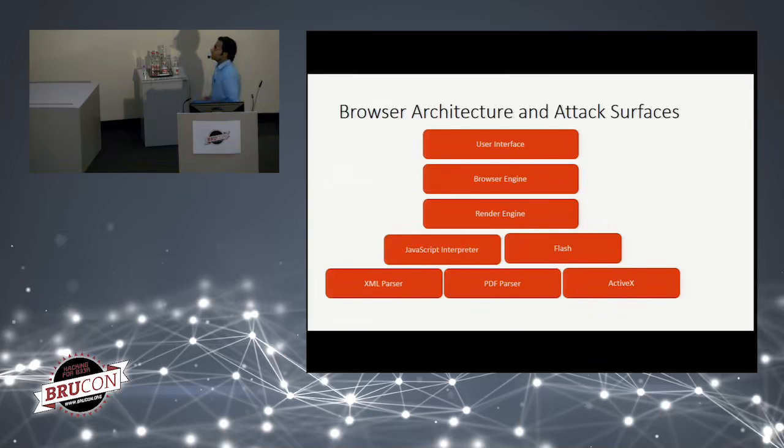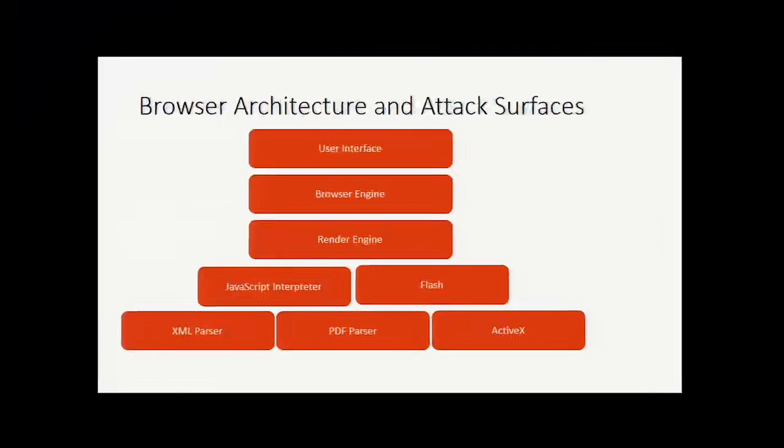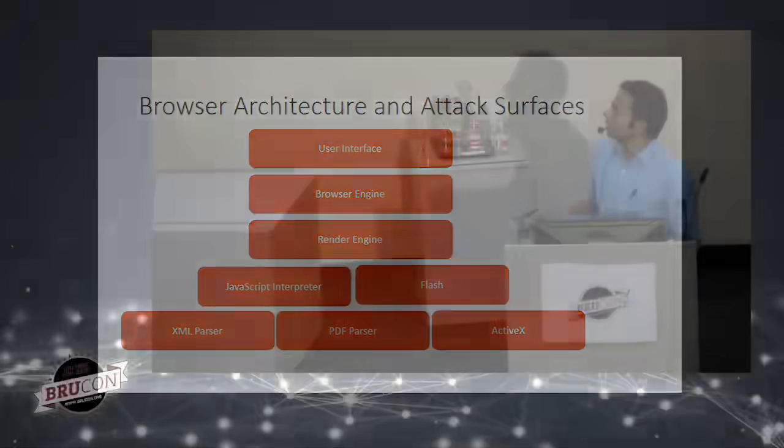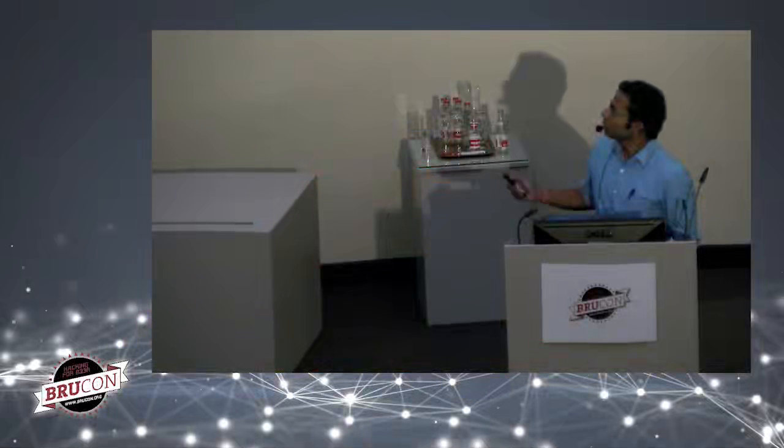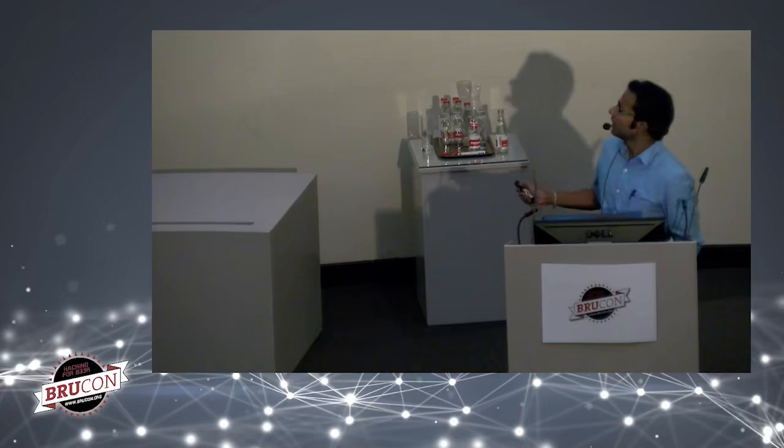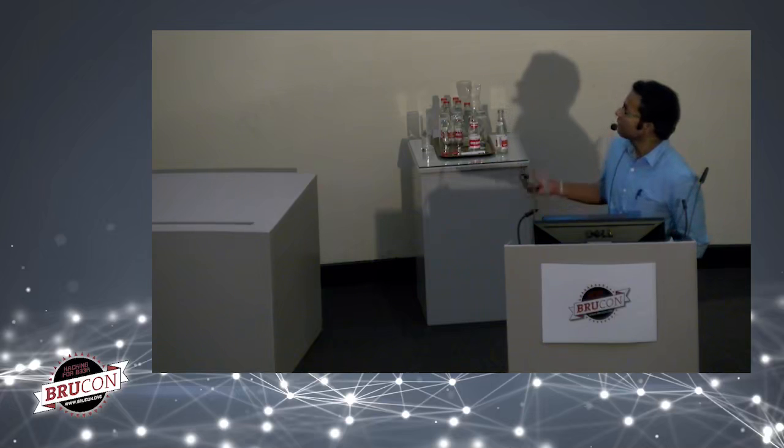This diagram shows a very high-level overview of browser architecture. At the top you can see the user interface, which is how the browser looks. The user interface talks to the browser engine. The browser engine then interacts with the render engine. The render engine consists of many parts: JavaScript, Flash, XML parser, PDF parser, ActiveX. There are many things. Whenever an attacker wants to target a browser, he has plenty of options. Among those, the most popular is to target these render engines: the JavaScript interpreter, Flash, XML parser, PDF parser, ActiveX.